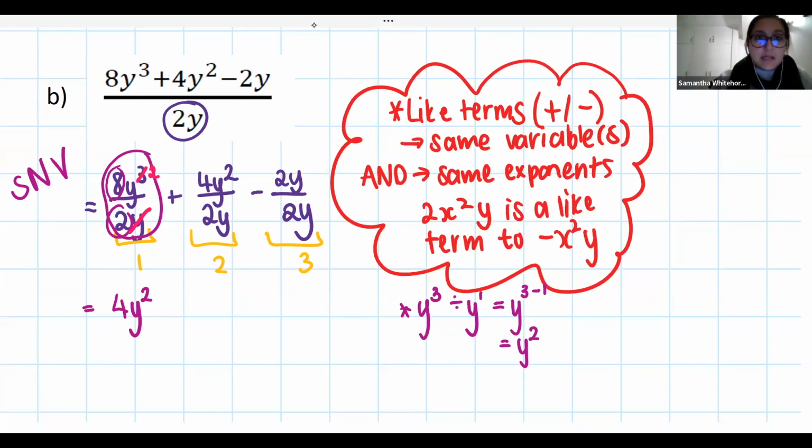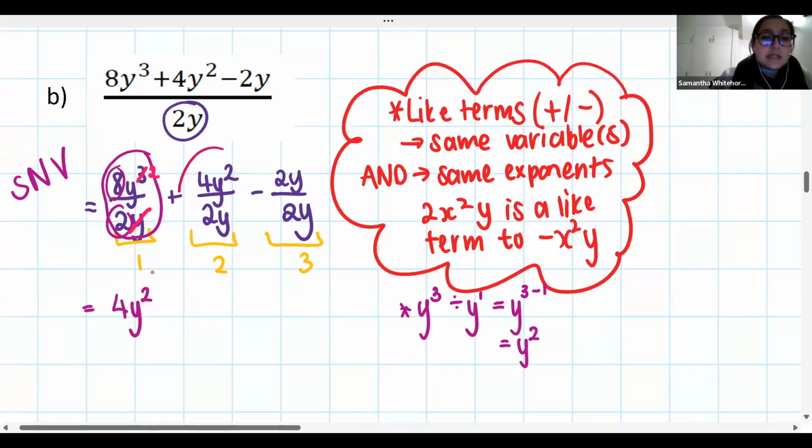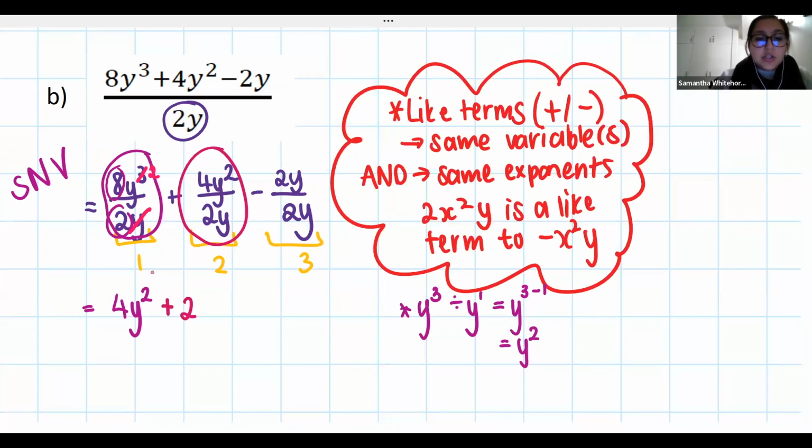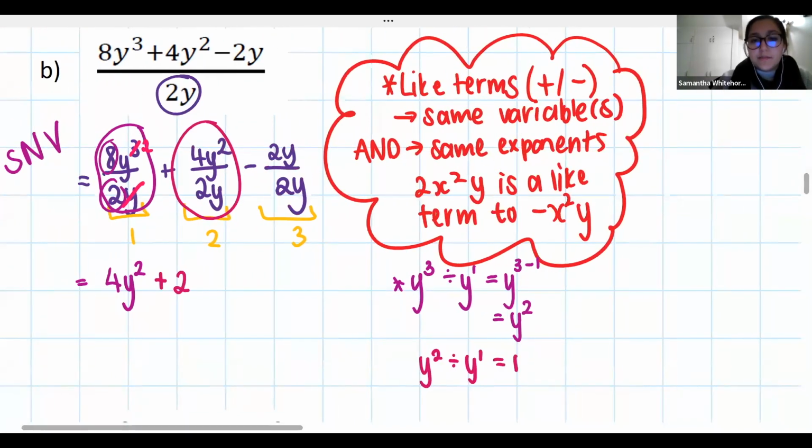It really doesn't matter. So if we now have a look at our second term, so we've got 4y squared divided by 2y. Positive divided by positive is a positive. 4 divided by 2 is 2. And again, we apply our exponent law. Y squared divided by y. I subtract those exponents, and 2 minus 1 is 1. So I've got y, or y to the power 1, whatever you prefer.